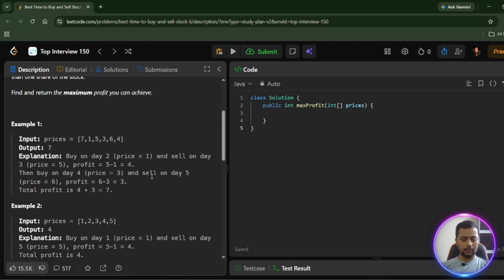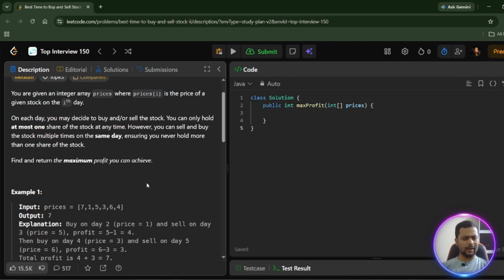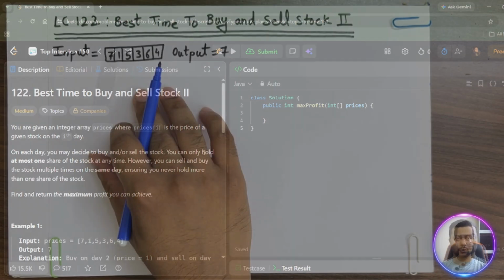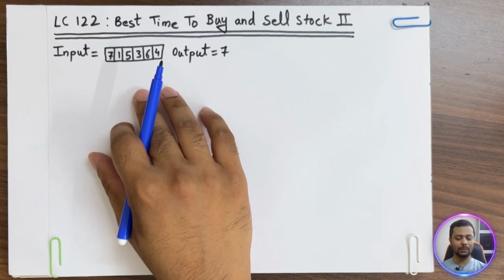So the intuition behind this problem is just slightly different from what we were doing earlier. But once you understand the reasoning behind it, it becomes much easier and the code is very straightforward. So let's go to the intuition for this problem. Okay, so let's try to understand the intuition behind this problem.